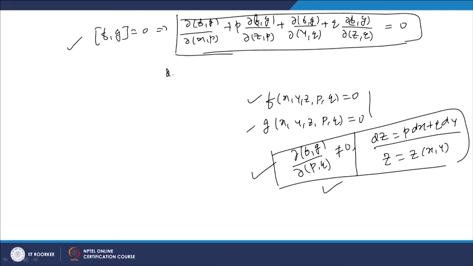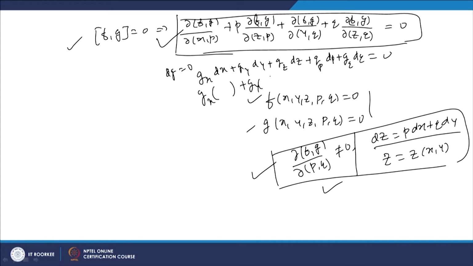Here we can write that dg is equal to 0, or we can say that gx dx plus gy dy plus gz dz plus gp dp plus gq dq equal to 0. So, when you expand this, then you can write gx into this plus gy into this plus gz into this, and gp equal to, and this expression you can get from this.